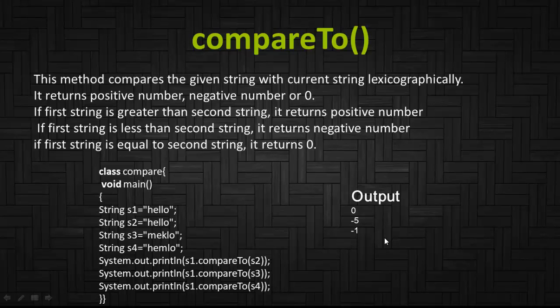compareTo. This method compares the given string with current string lexicographically. It returns positive number, negative number or zero. If first string is greater than second string, it returns positive number. If first string is less than second string, it returns negative number. If first string is equal to second string, it returns zero.